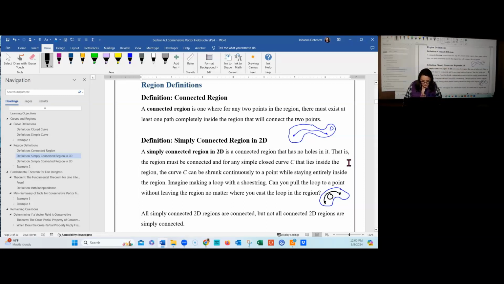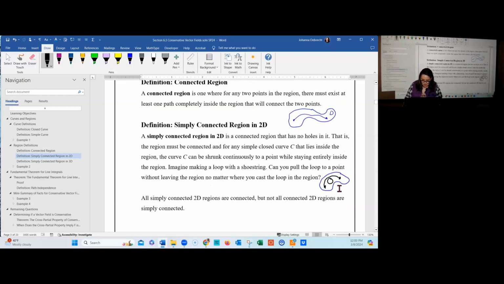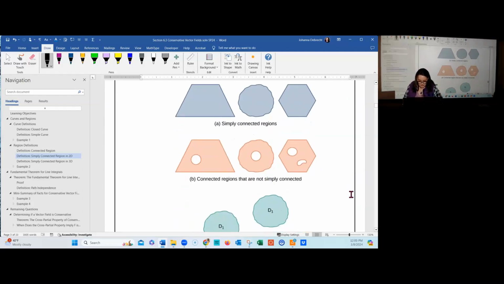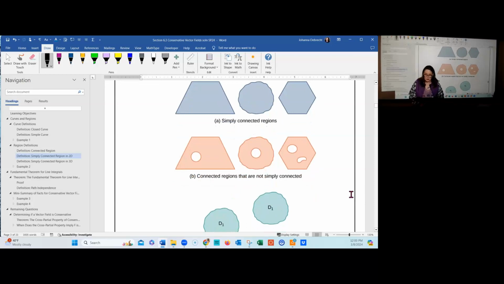All simply connected regions are connected, but not all connected 2D regions are simply connected. So if it's simply connected, it's connected, but just because it's connected doesn't mean it's simple. This region here is connected, but it is not simple, so it is not simply connected. Let's take a look at some images and determine whether or not we think they are simple and or connected.